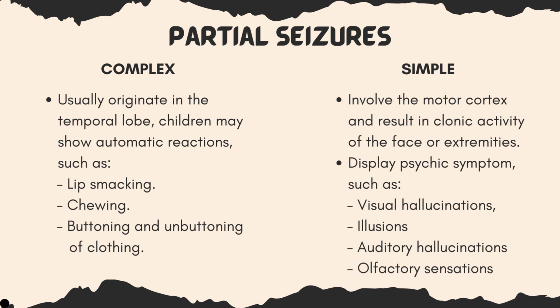Simple partial seizures usually involve the motor cortex and result in clonic activity of the face or extremities. Psychic symptoms include visual hallucination, illusions, auditory hallucination, or olfactory sensation. The typical seizure includes nighttime awakening and twitching of facial muscles. This twitching interferes with speech and spreads to the hand.